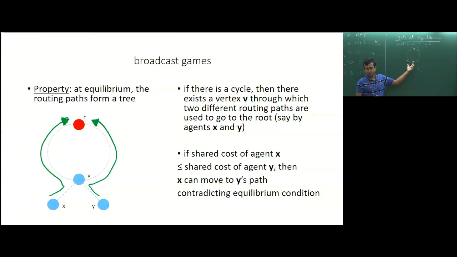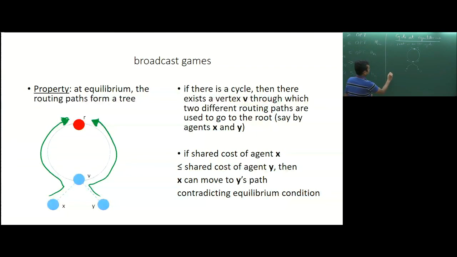If these shared costs are unequal, I can use exactly the same argument, except that I now want to move the more expensive one to the cheaper one. Okay? So at any point on the cycle, if I have a branching, which means that there are two paths that go through this vertex but use different ways to get to the root, I can always move one to the other, and that will improve my cost. Okay? So this cannot be an equilibrium state.